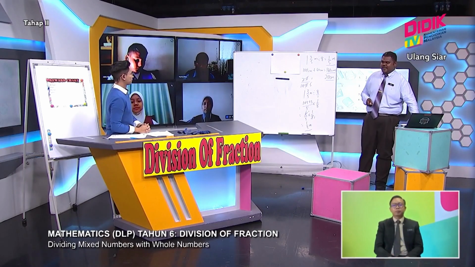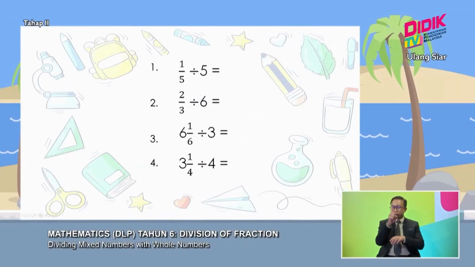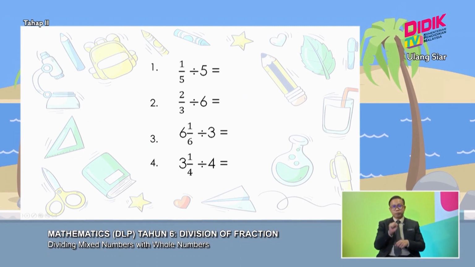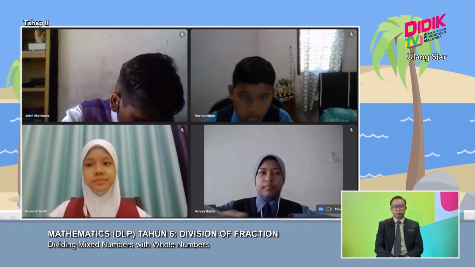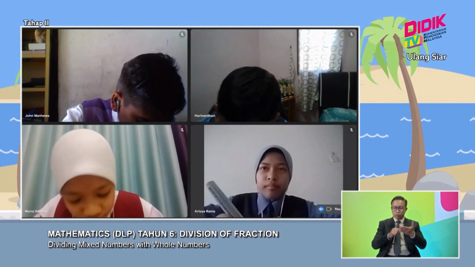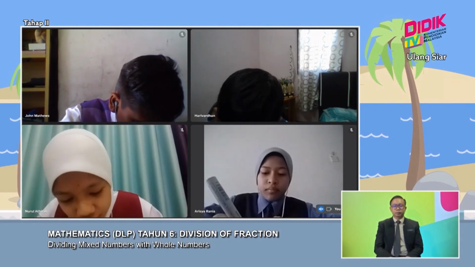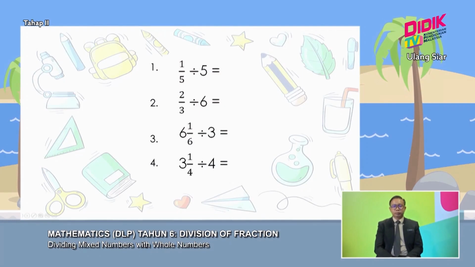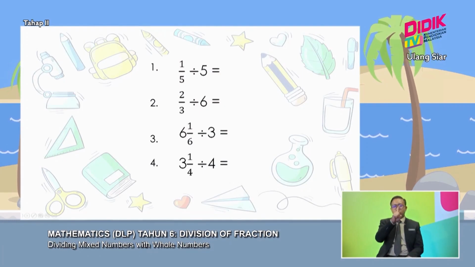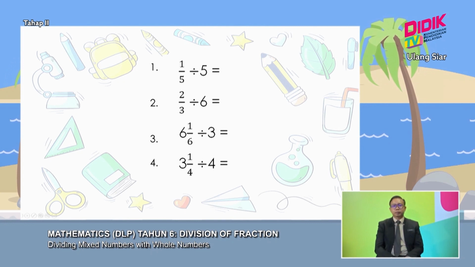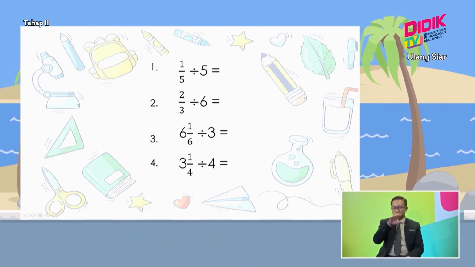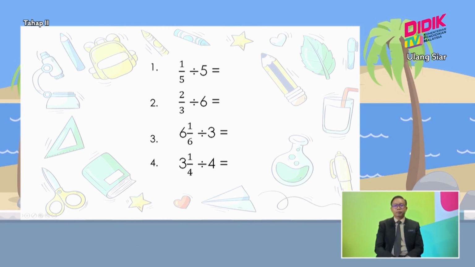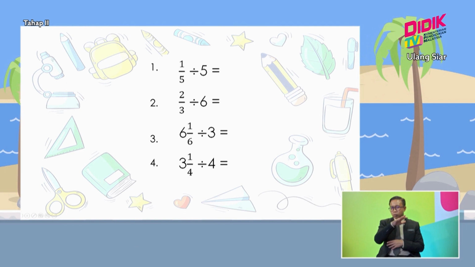Okay, this is practice one. Kids, can you see the questions? Can you try? Kids at home, you also can try all these questions, and we're going to discuss the answers in a short while. Could you read out the questions for us? Sure. The first question is 1 over 5 divided by 5. The second question is 2 over 3 divided by 6. The third question is 1 over 6 divided by 3. And the fourth question is 1 over 4 divided by 4.